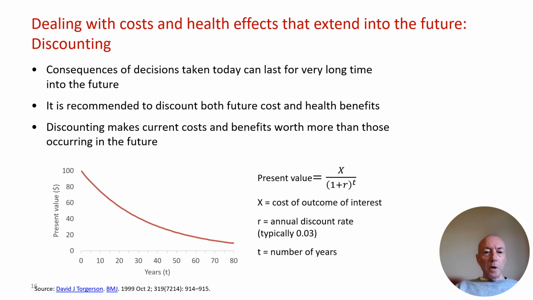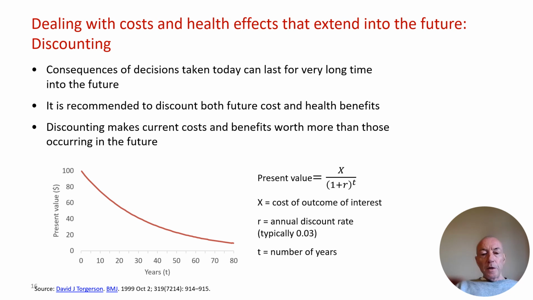So at this point, I'd also like to mention discounting. So dealing with costs and health effects that extend into the future. So the consequences of decisions taken today can last for a very long time into the future. It is recommended to discount both future costs and health benefits. So discounting makes current costs and benefits worth more than those occurring in the future.